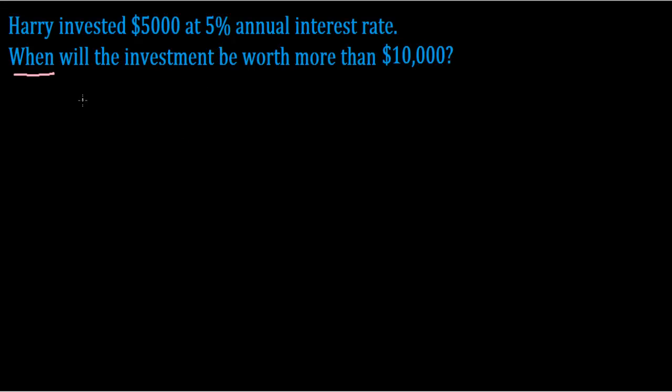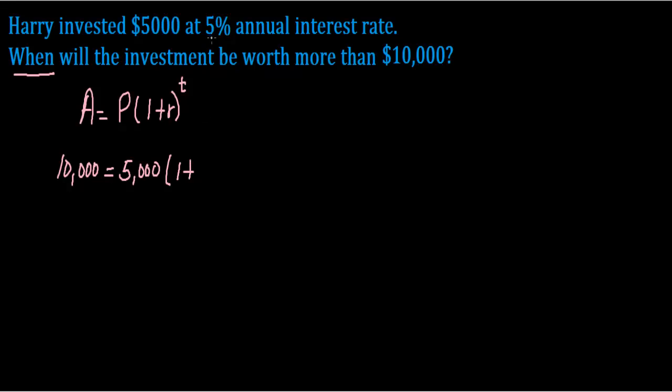So here's the formula you need to use for this. A is equal to P times 1 plus R to the T power. Okay, let's look at our variables. A would be my final amount, or the total amount I'll have at the end of the investment, so that would be $10,000. P is the principal amount, which is $5,000. That's the amount I started off with in the bank.